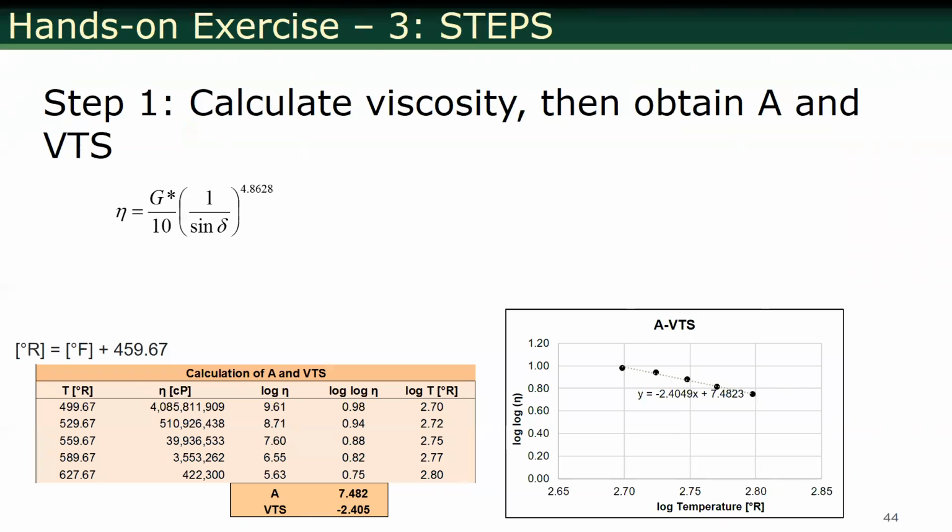that we have, we are going to calculate temperature versus viscosity by just multiplying the G star by 1 over sine delta to the power this, divided by 10. So we will calculate the viscosities. Then we're going to take the log of the viscosity, and that will be the number that you're going to get. And then these are the numbers, the log of the temperatures, that we're going to get. Let's do that first. Let's do step 1.